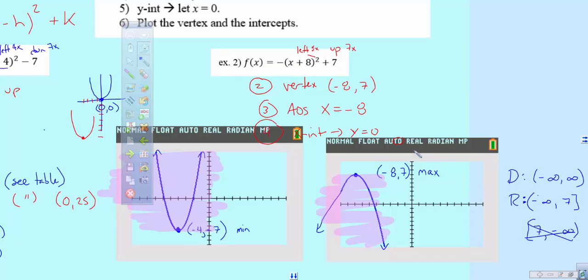Now let's go talk about intervals of increase and decrease. So I'm going to change colors. Up to this point I was using blue to talk about domain and range. Now I'm looking at intervals of increase and decrease. Intervals of increase and decrease, remember, are tied to the x value.